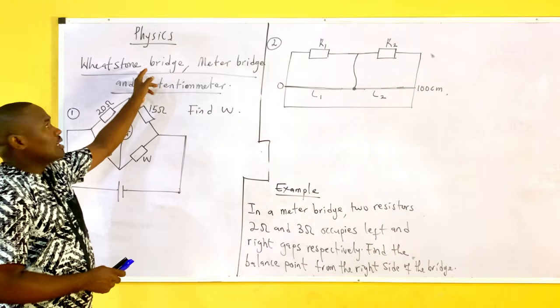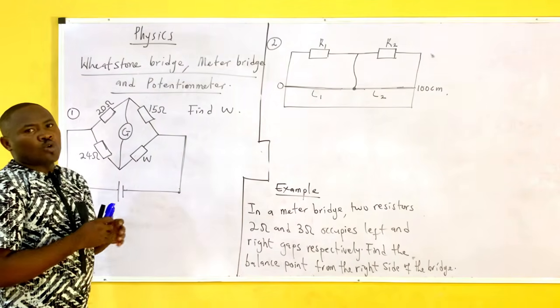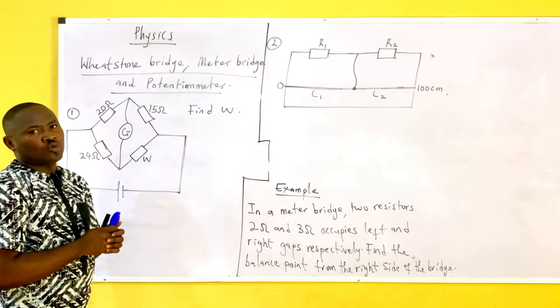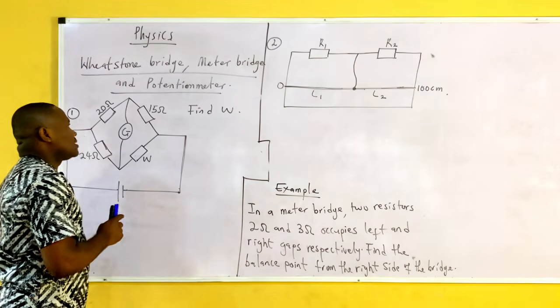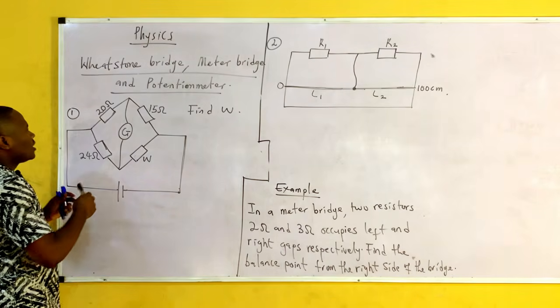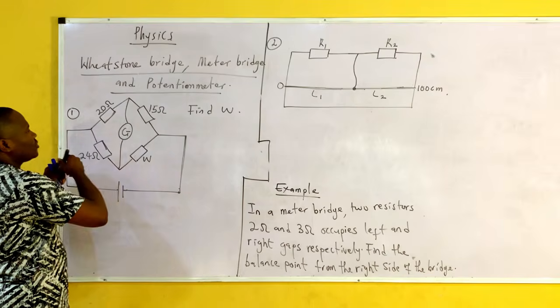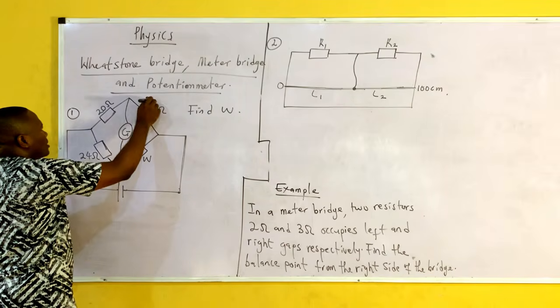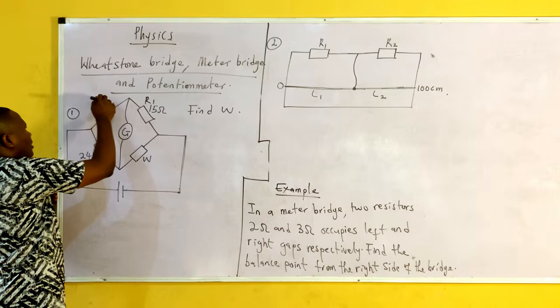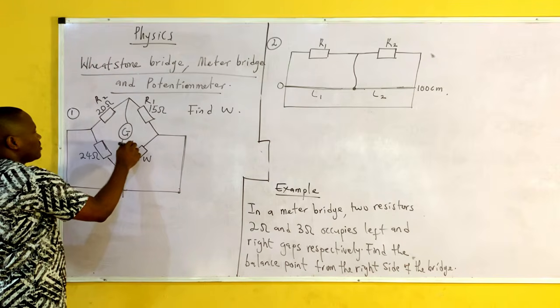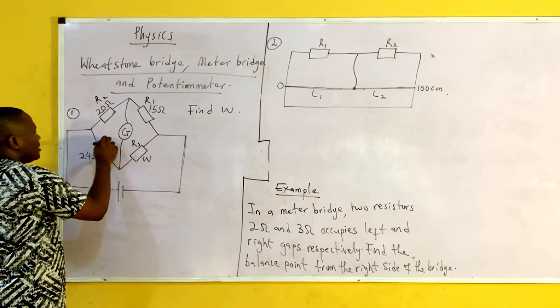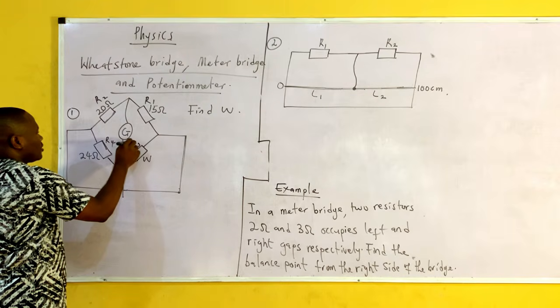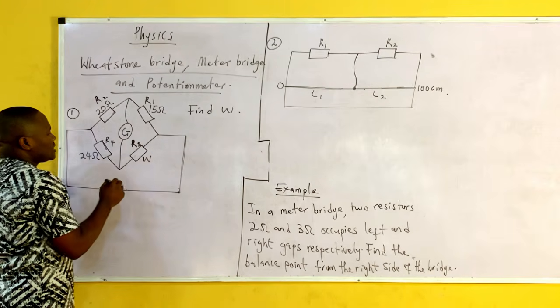Take note of that. A Wheatstone bridge works on the principle of Kirchhoff's rule. So please take note of this, very simple and swift. We have this to be my R1, this to be my R2, this to be my R3, and this to be my R4. Take note of this analysis.